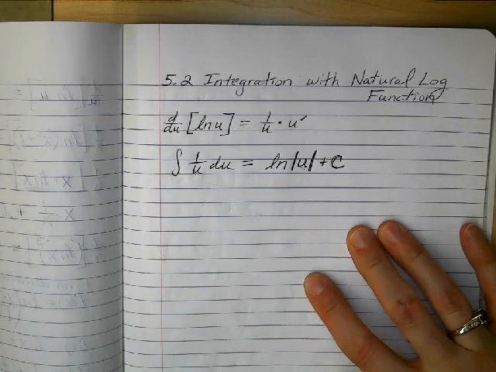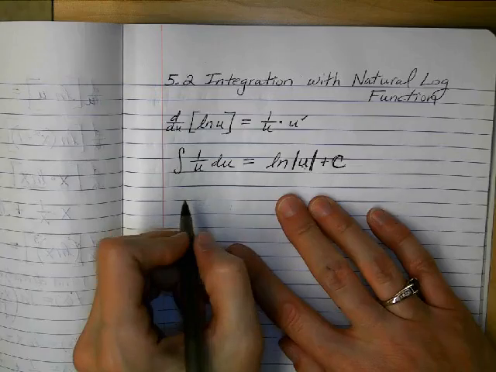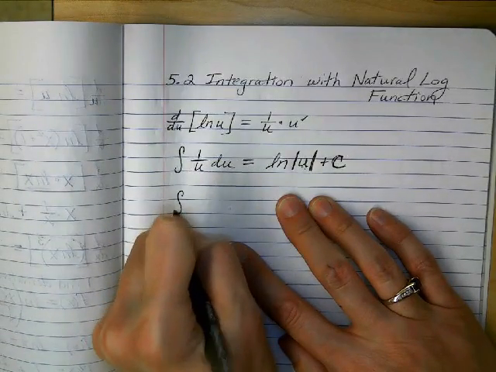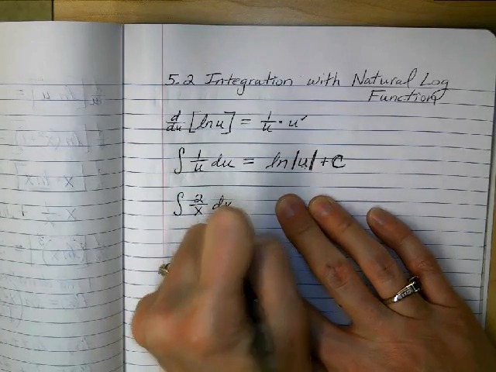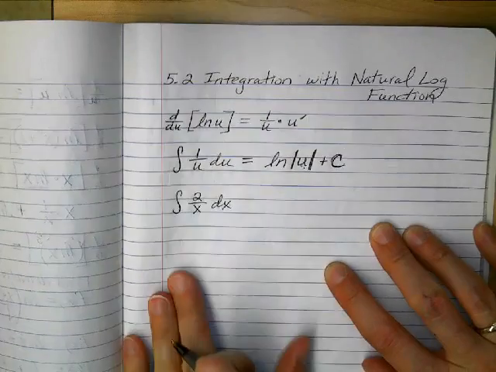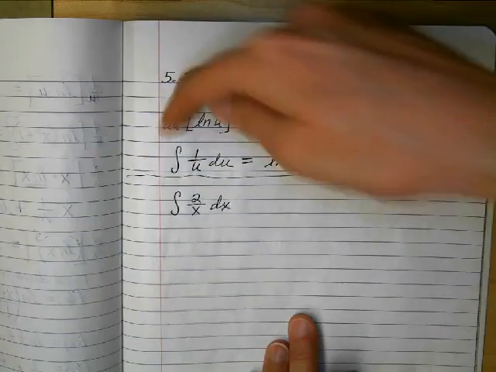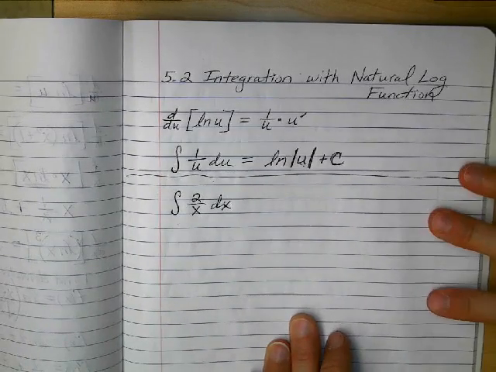Okay, so let's try a few examples with this. Let's try to figure it out. All right, so let's say we're going to integrate 2 over x dx. These are the rules at the top. That's the derivative, this is the integral. It's kind of like working backwards.